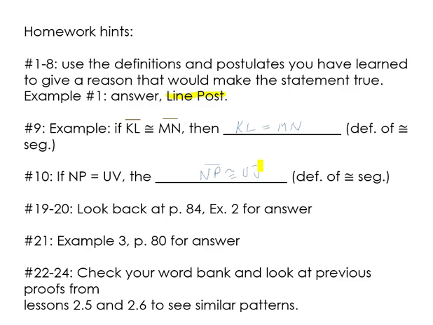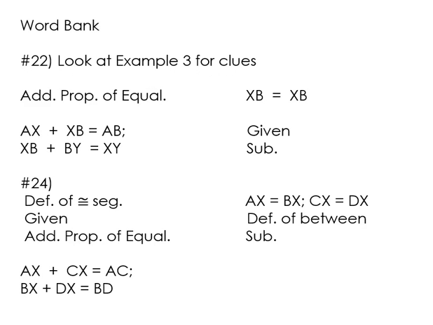For number 19 and 20, look back at page 84, example 2, to help you with your answer. For number 21, look at example 3, page 80, to help you with your answer. For numbers 22 through 24, check your word bank and look at previous proofs from lessons 2.5 and 2.6 to see similar patterns. And here is the word bank. For 22, it also says look at example 3 for clues. So each one of these is an answer to one of the lines you need to fill in. They are not on the right side of the proof, so I want you to detect the patterns from looking at previous proofs.